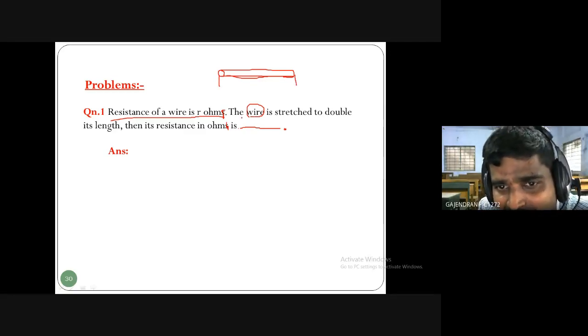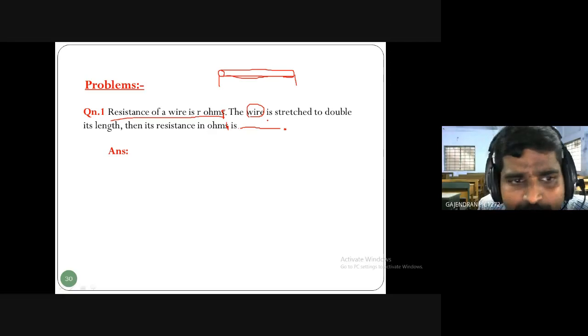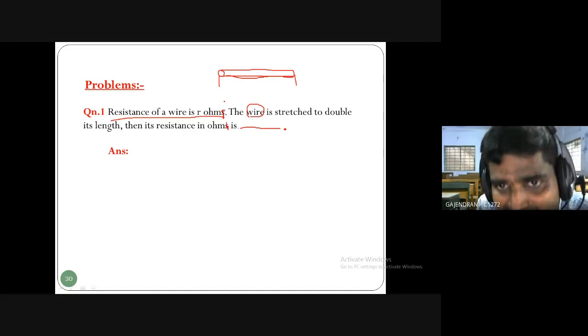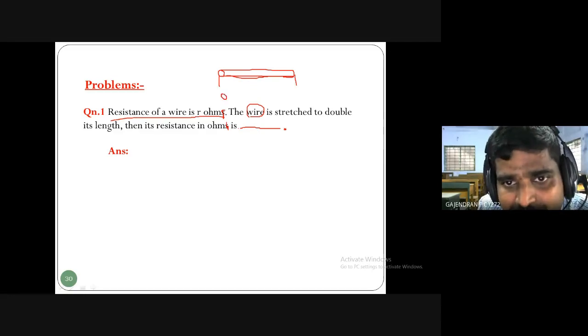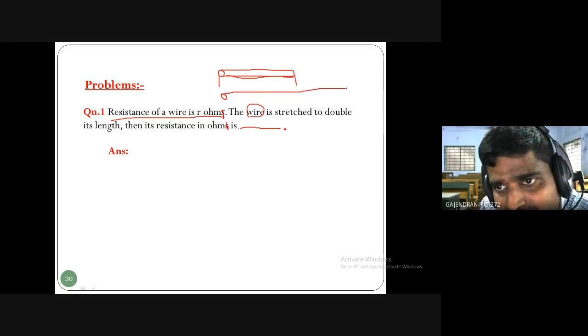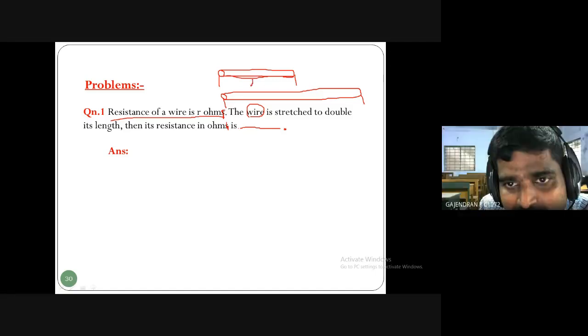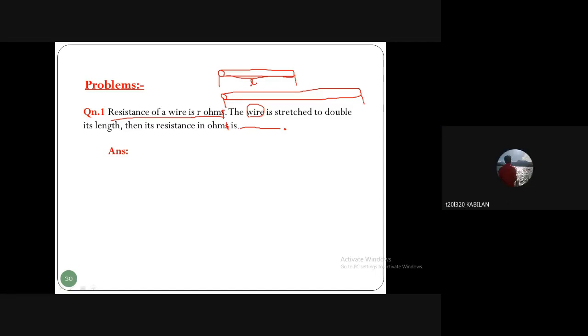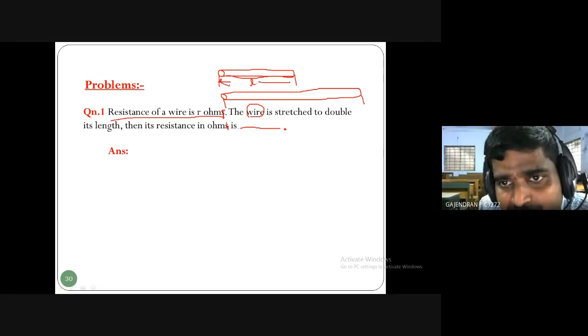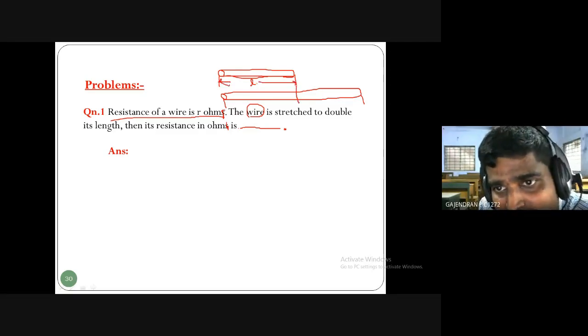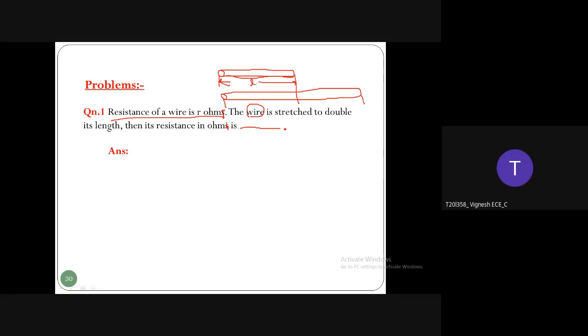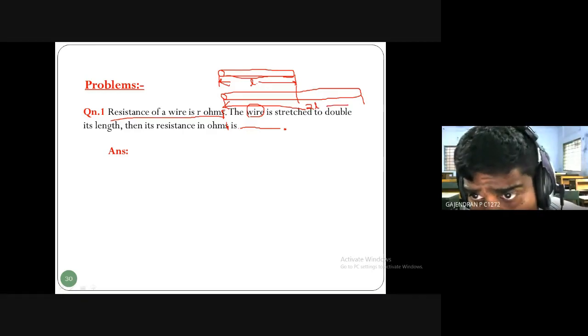What have they done here? The wire is stretched to double its length. So that means I need to draw the second image, isn't it? I need to stretch the image. Have you stretched it? What is the length of this one? L. Let's keep only L. How many times have we stretched it? Double. 2L. Very good. Draw it.